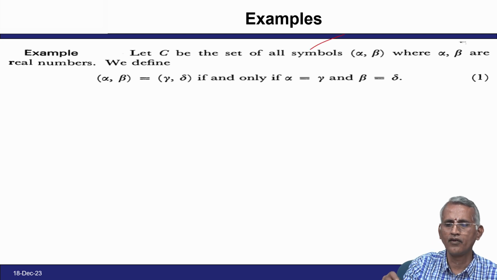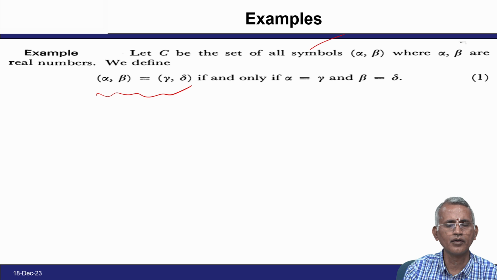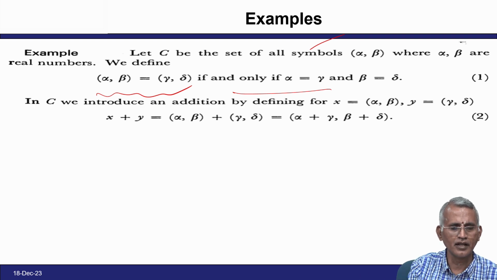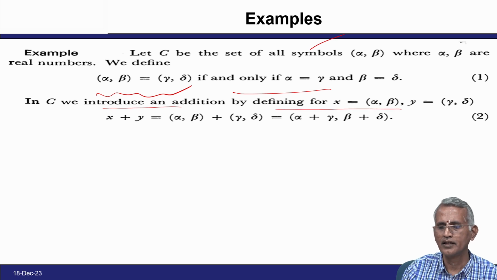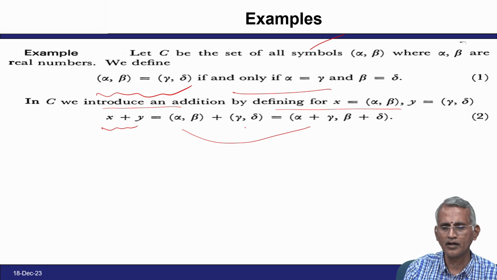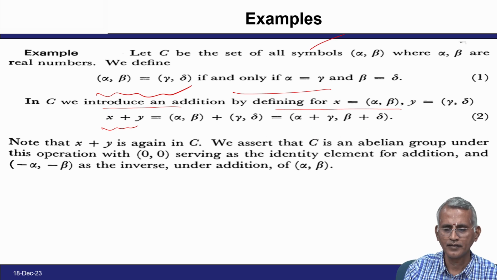Next, let C be the set of all symbols (α, β), where α and β are real numbers. We define (α, β) equal to (γ, δ). This condition is true only if α equals γ and β equals δ. So, if C introduces addition, defining x equal to (α, β) and y equal to (γ, δ), then the sum x plus y equal to (α, β) plus (γ, δ), which is (α plus γ, β plus δ). So, note that x plus y is again in C.